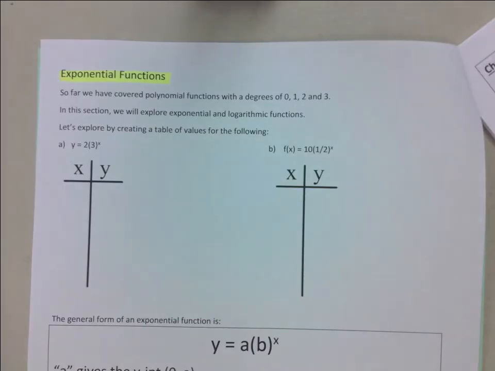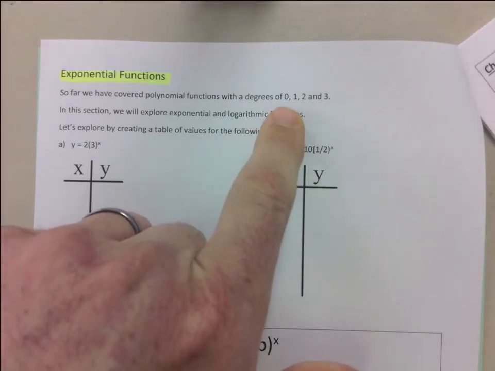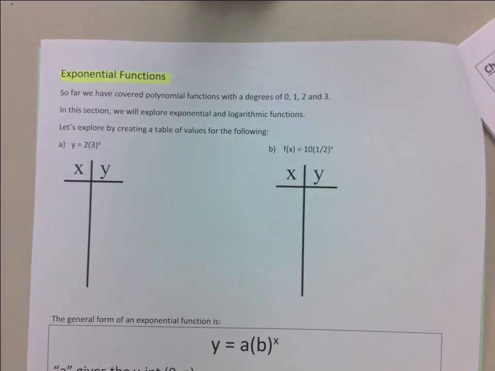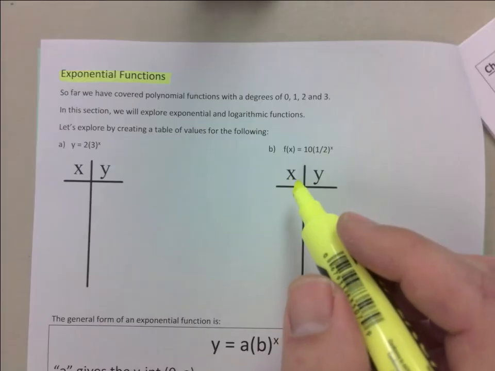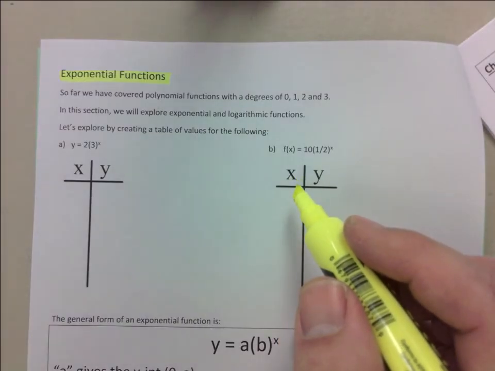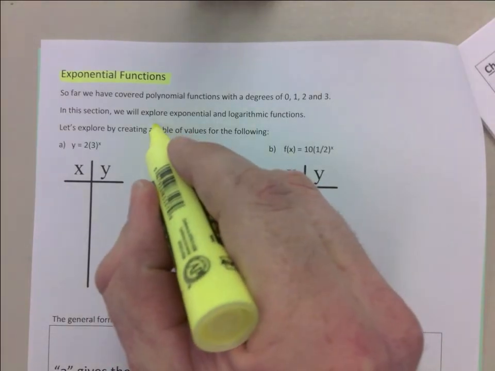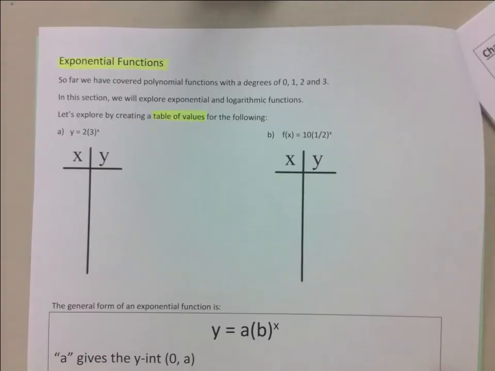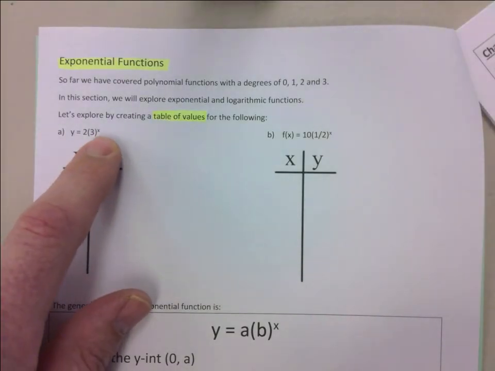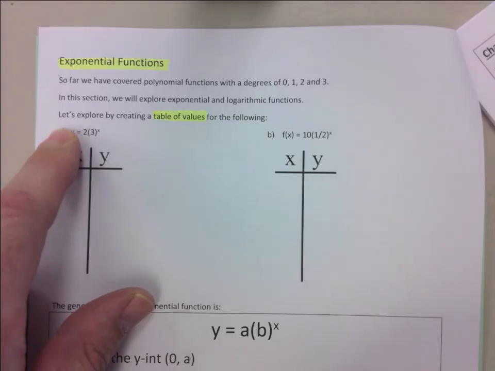Exponential functions. So far we've covered polynomials with degrees 0, 1, 2, and 3. We actually didn't really touch on 0, but that's fine. It's a constant function, it's just a flat line. In this section, we explore exponential and logarithmic, okay? So let's start with a table of values. I know I haven't done this a whole lot, but here is an exponential function.